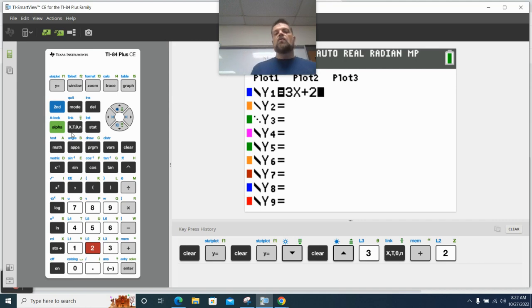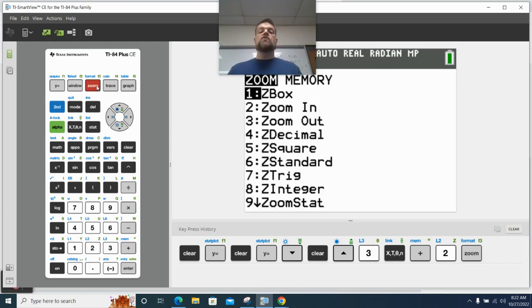We use X so much on these graphing calculators that they made a button for it. You could get it with the green letters, and that's okay too, but I just like using this button. Now what I want you to do is go to Zoom, and Zoom Standard. The Zoom button is highlighted in red. Zoom Standard, which is option number 6, is the one that we want.